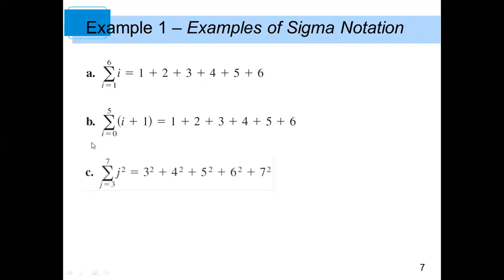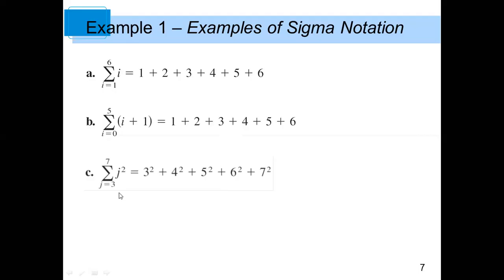Sometimes they change the index of summation. Most commonly, they use i, j, and k. It's kind of like the variables x, y, and z in functions. So j equals 3 to 7 means you start at 3 and go up to 7. The formula is j squared. So you go 3 squared, 4 squared, 5 squared, 6 squared, 7 squared, and add those up. But this is just expanding the sum, writing it out.